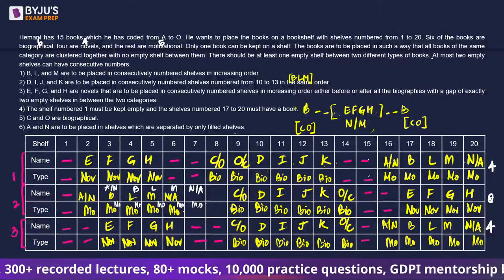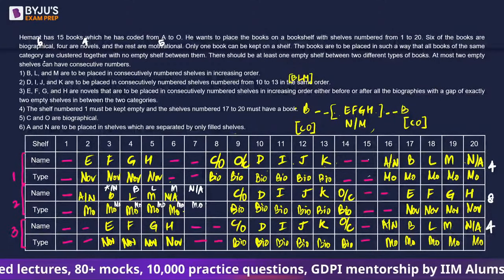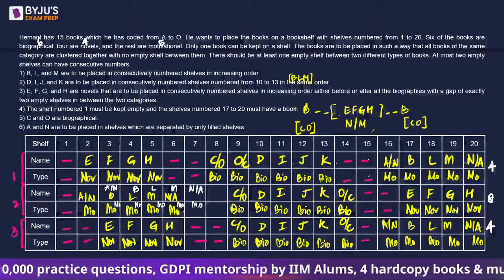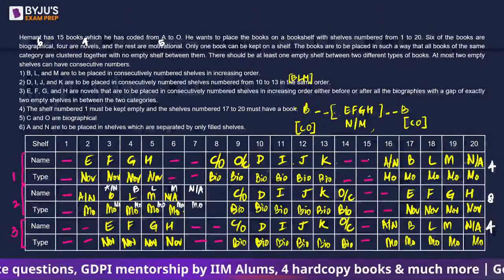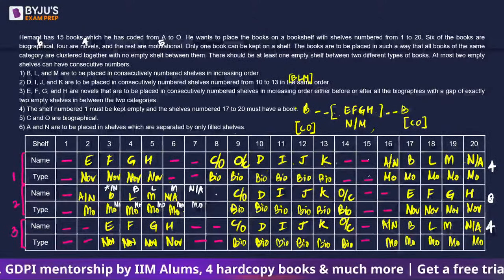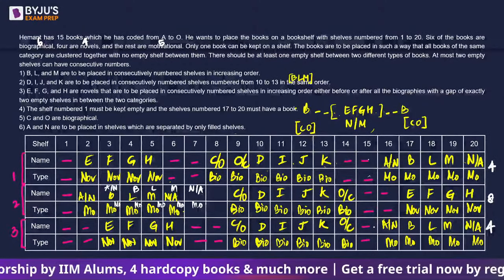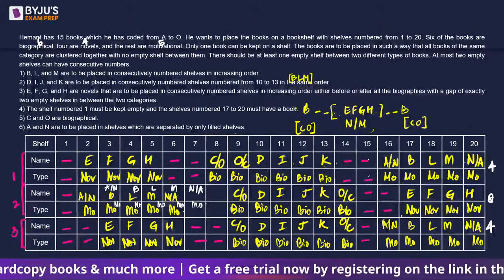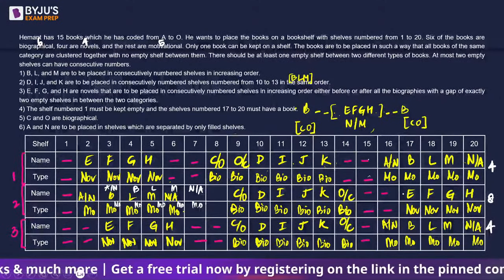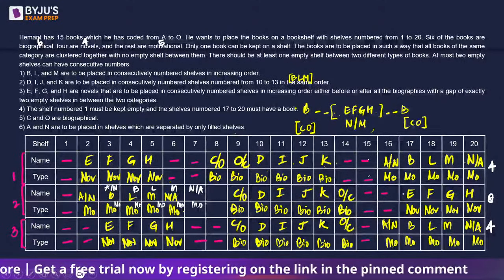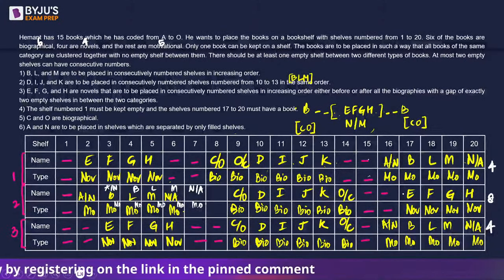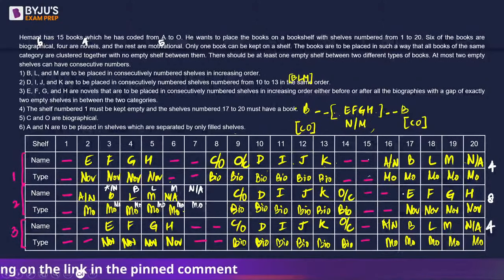Okay, let's see. All the books of the same category are clustered together. Perfect, with no empty shelves between them. There should be at least 1 empty shelf between 2 different types of books. We can see they are not consecutive. At most 2 empty shelves can have consecutive numbers. So nowhere we have left 3 empty shelves. Either 1 empty or 2 empty between categories, before or after, in both the cases.